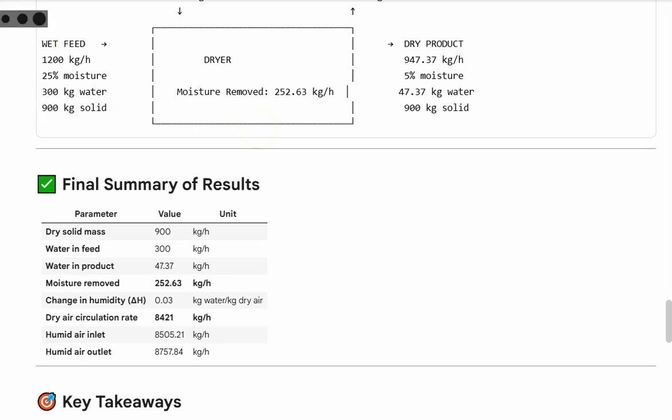Dry solid 900 kg per hour, water in feed 300 kg per hour, water in product 47.37 kg per hour, moisture removed 252.63 kg per hour, change in humidity del H is 0.03 kg water per kg dry air, circulation rate 8421 kg per hour, humid air inlet is 8505.21 kg per hour and humid air outlet is 8757.84. So that's it. Thank you.